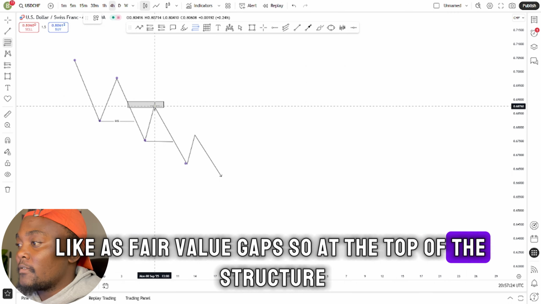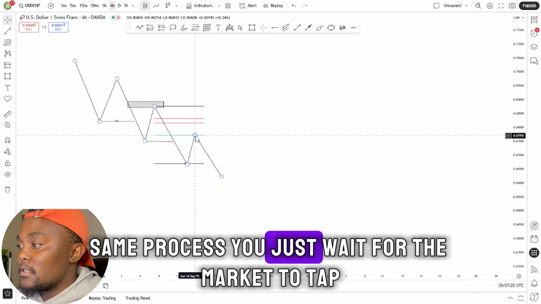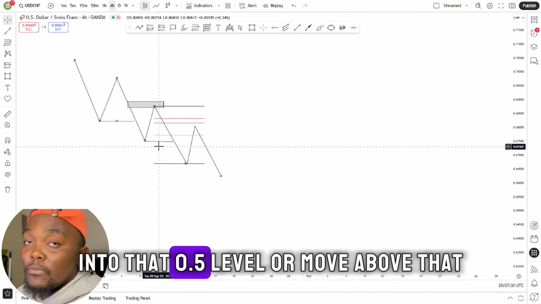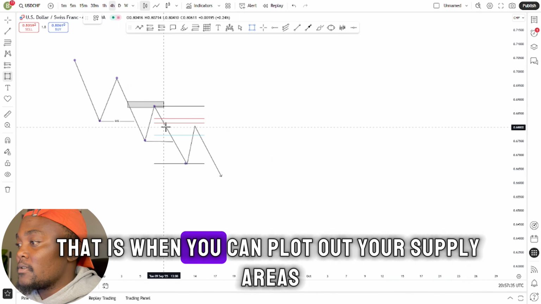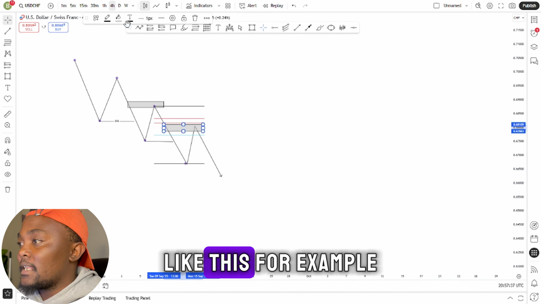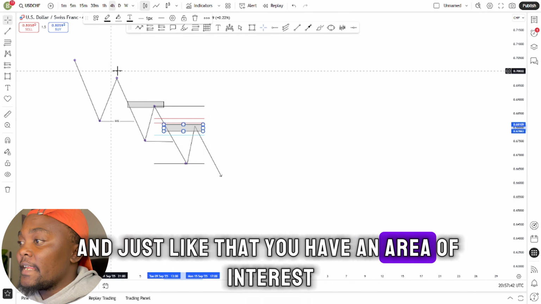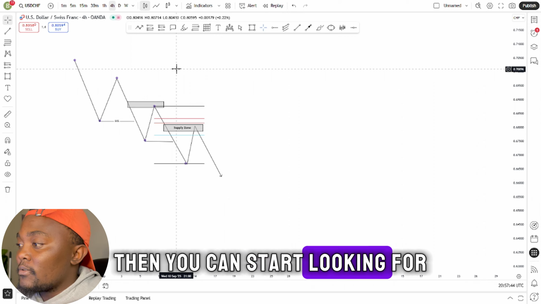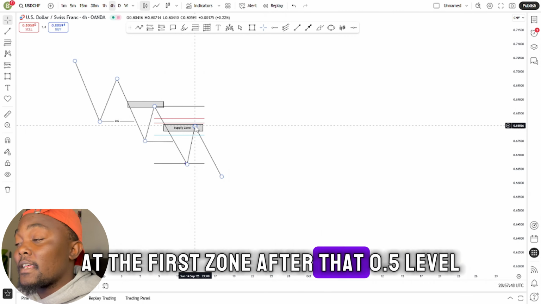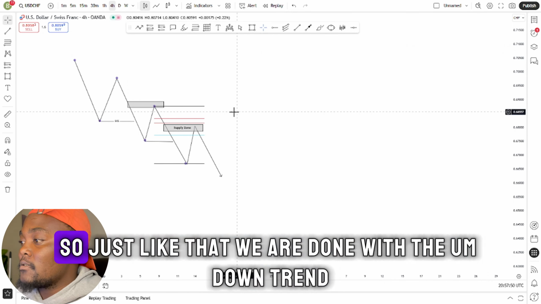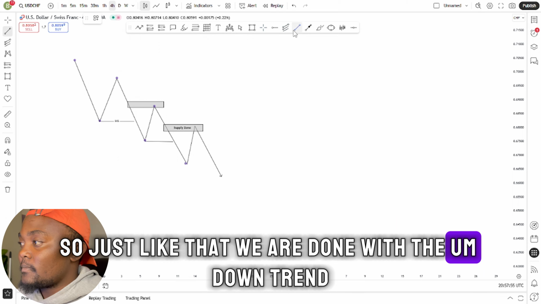At the top of the structure, you just place your fib tool from the high to the low. Same process, you just wait for the market to tap into that 0.5 level or move above that 0.5 level, and then that is when you can plot out your supply areas like this, for example. And just like that, you have an area of interest. Then you can start by looking for selling opportunities at the first zone after that 0.5 level. So just like that, we are done with the downtrend.